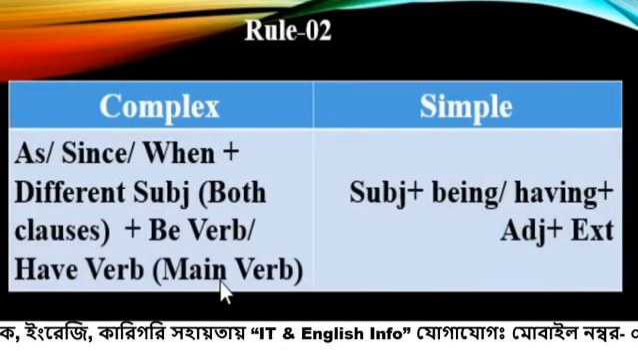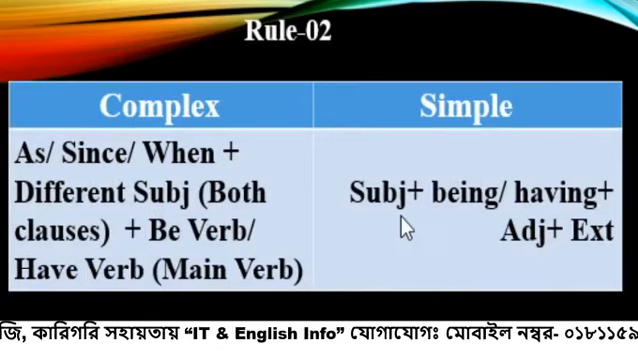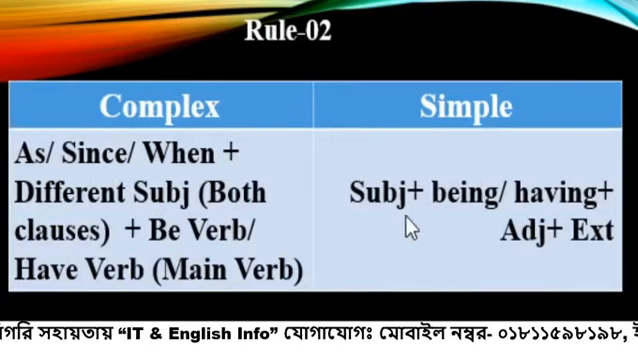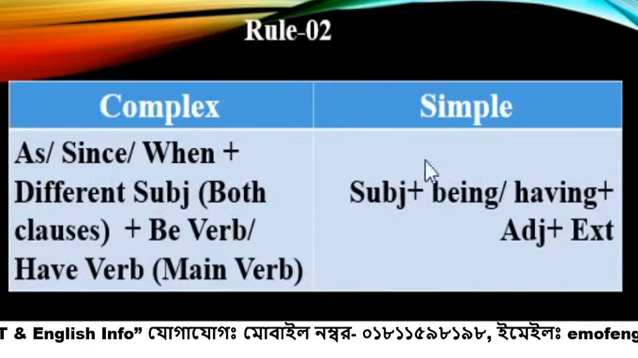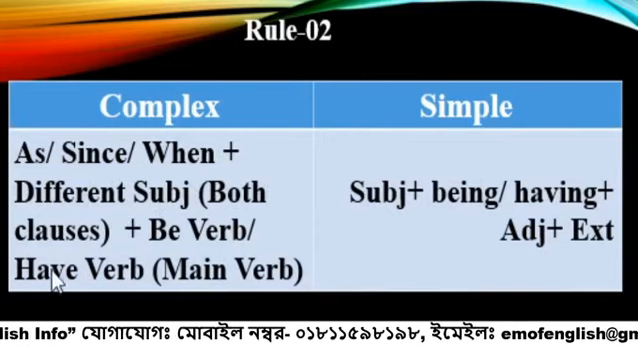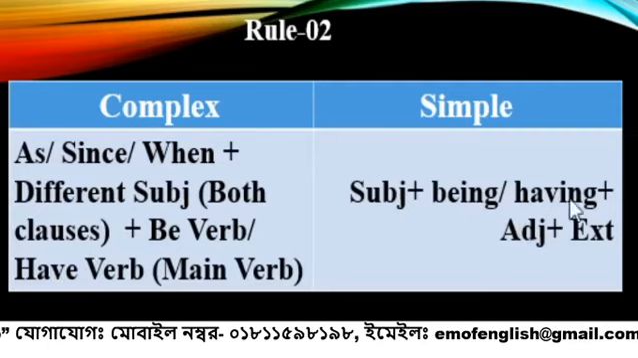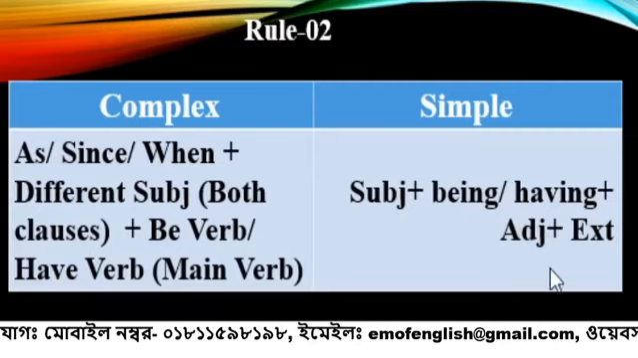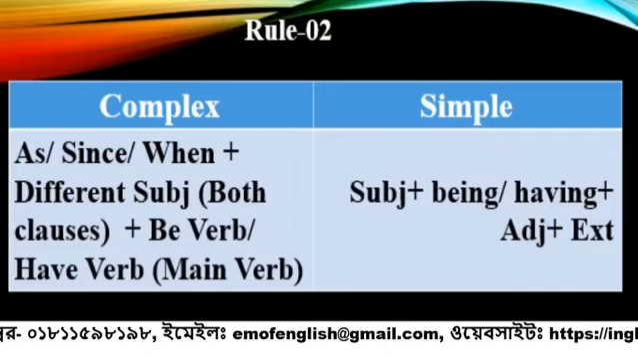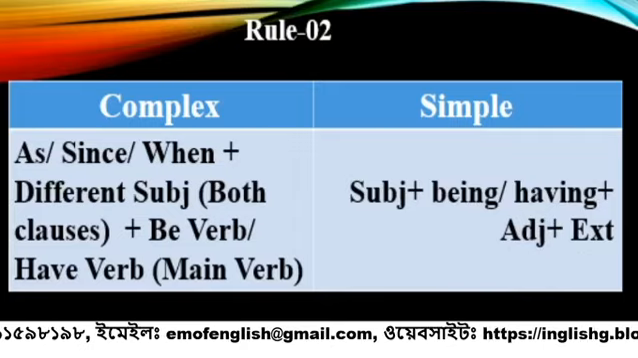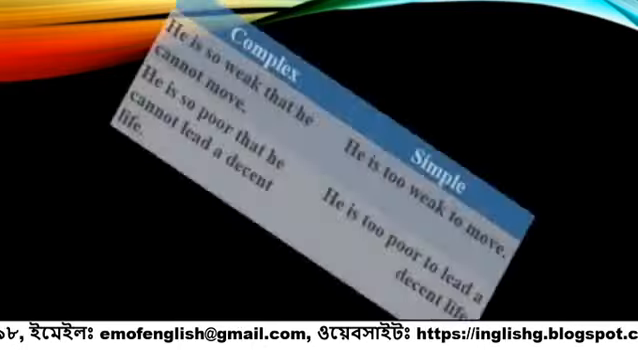Since, as or when plus different subjects in both clauses plus a be verb or have verb plus main verb. Then in the simple sentence we have to use the subject first, plus being. Instead of the be verb we have to use being, and if we use have, then instead of have we have to use having plus adjective plus extension. So I can understand. Let's go to the next example.